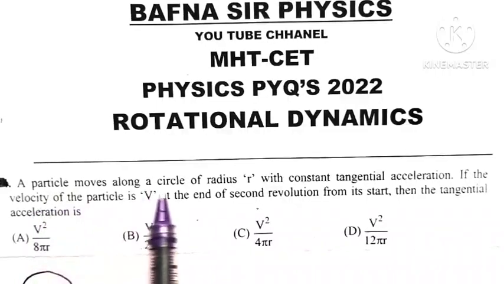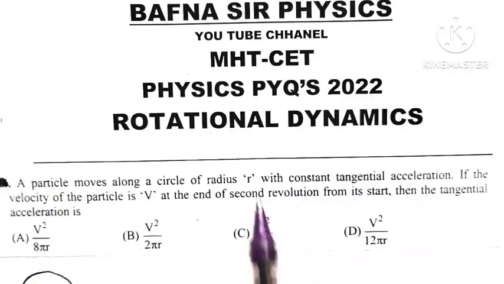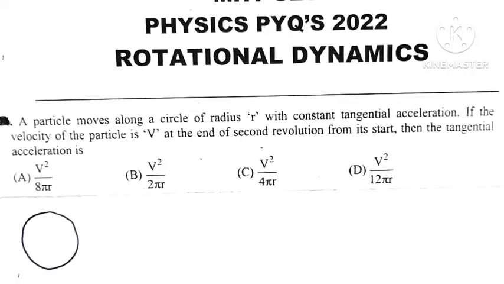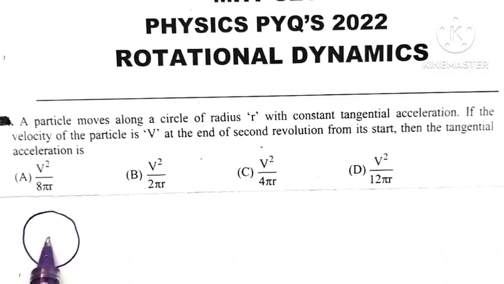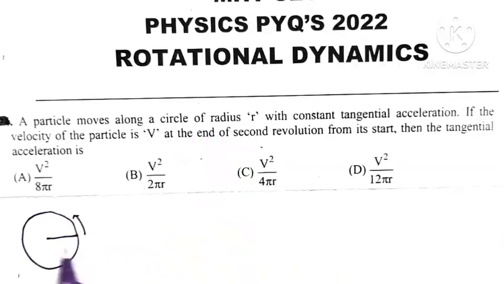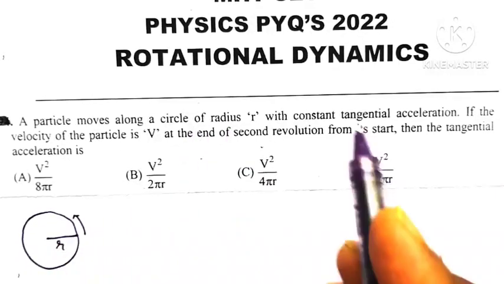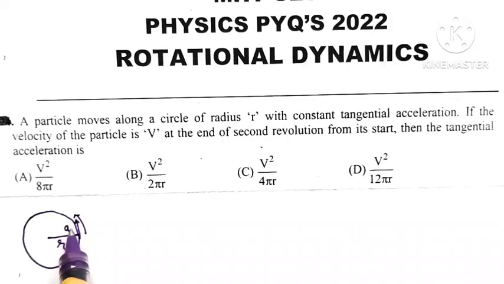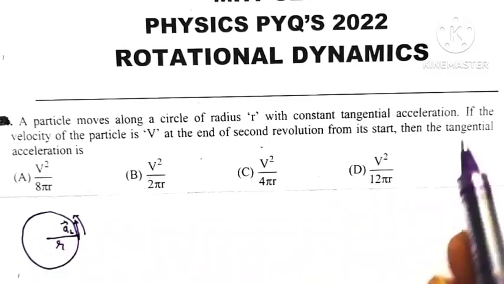A particle moves along a circle of radius r with constant tangential acceleration. Suppose the particle is moving along a circle of radius r with constant tangential acceleration. Say this tangential acceleration is a_t. Tangential acceleration is what? a_t.